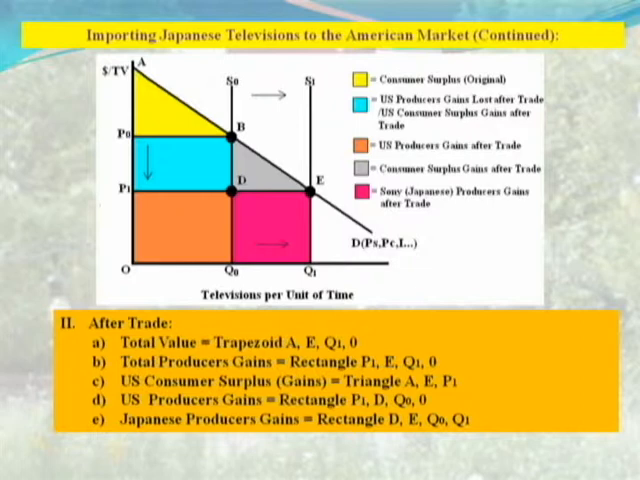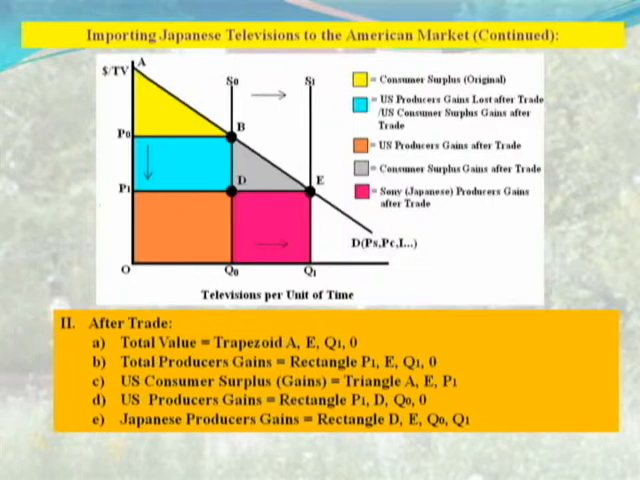After trade, the total value equals trapezoid A, point E, point Q sub 1, and point 0, the lower left hand corner. So in other words, the total value after trade is larger.